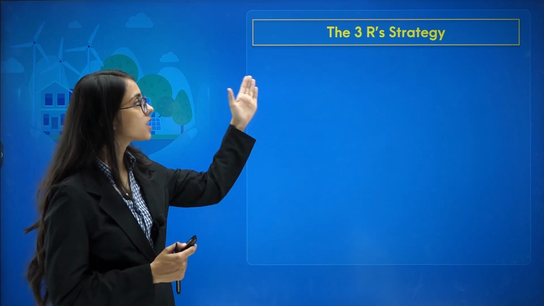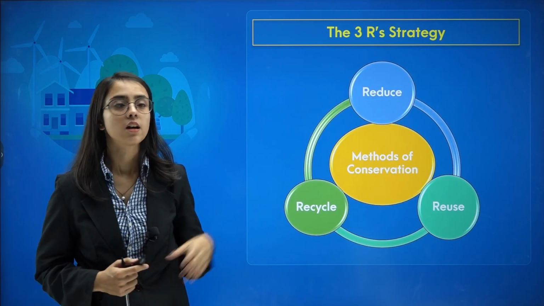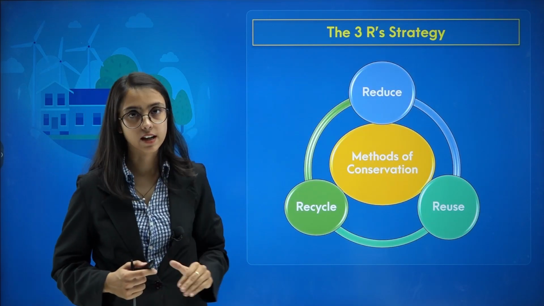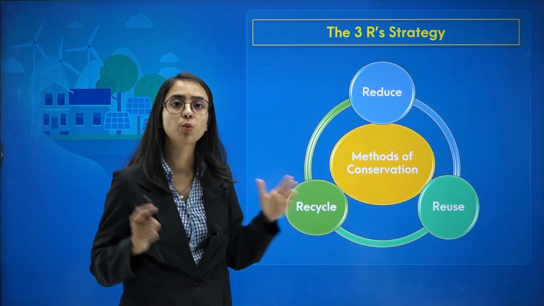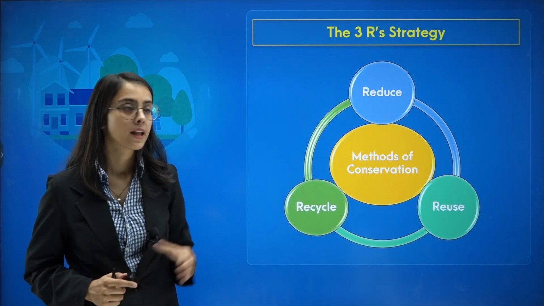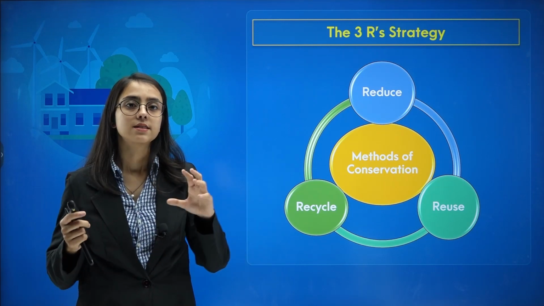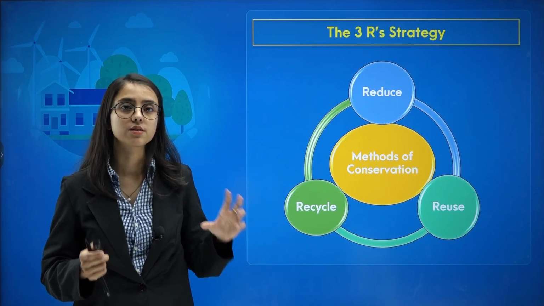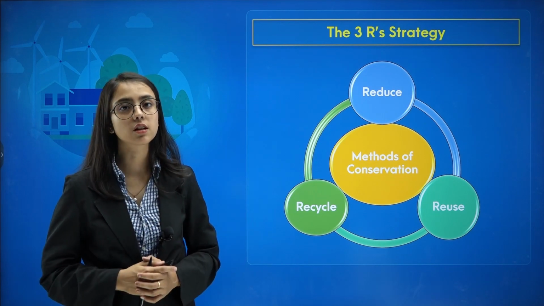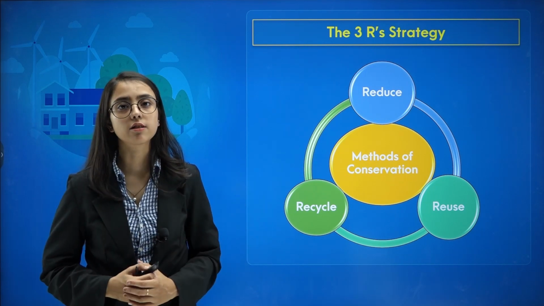Now, the 3 R's strategy: reduce the waste, reuse whatever resources that you can, and recycle. If you cannot reuse something, then recycle it, send it to the recycling process so that it can be converted into something new and be reused in another form.